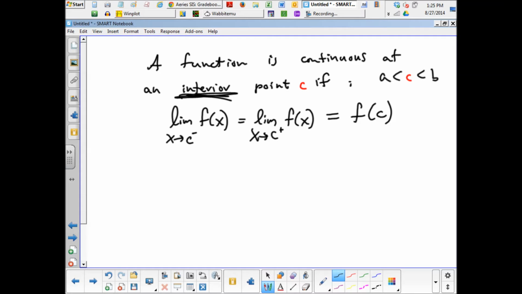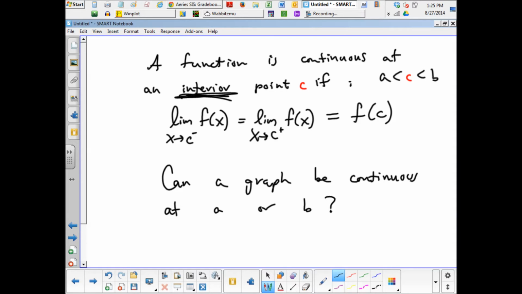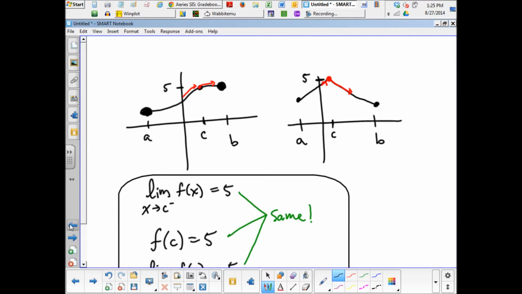What do you think? Can a graph be continuous at A or B? It's kind of a tough question, actually. Let's go back and look at our picture, right? In your picture, would you say that the graph is continuous at B?